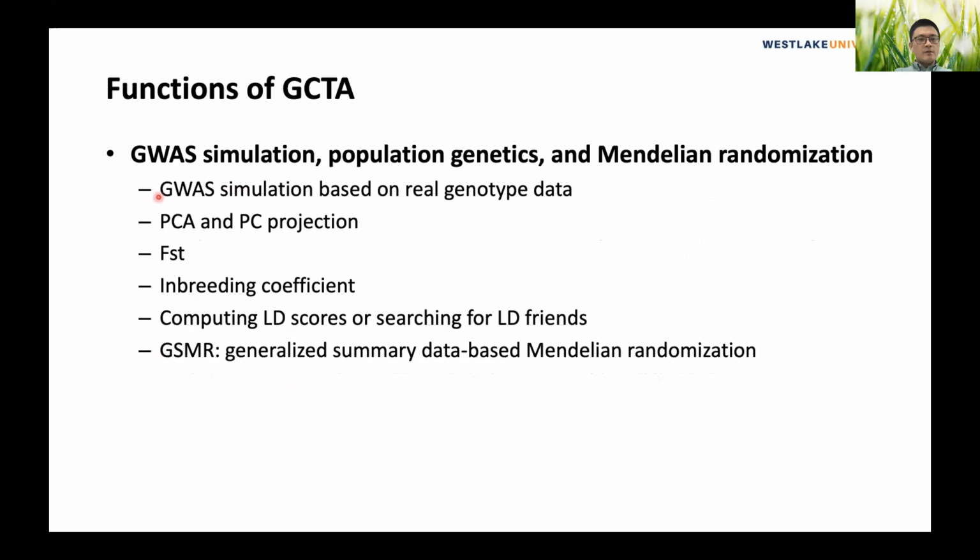In module number 3, we have a GWAS simulator to do GWAS simulation based on real genotype data. We can do PCA or PC projection if your discovery GWAS data set is too large. And we can also compute FST values for genetic variants and inbreeding coefficients for the individuals. We can run LD score computation or find LD friends for a given set of variants. We also have a version of GSMR implemented in GCTA to run Mendelian randomization analysis.